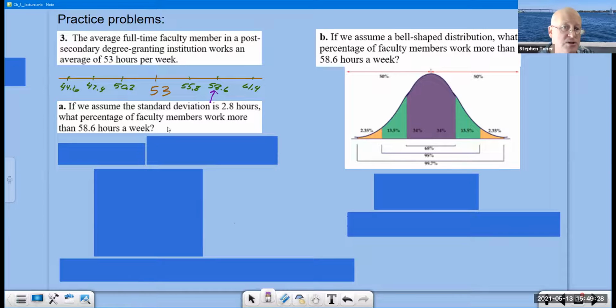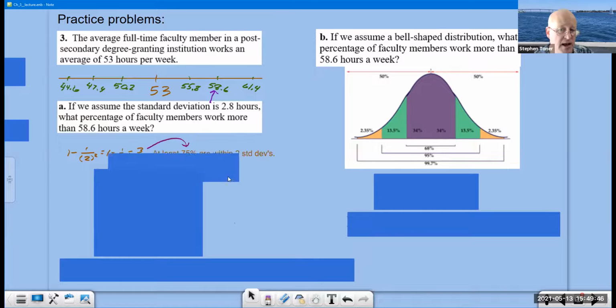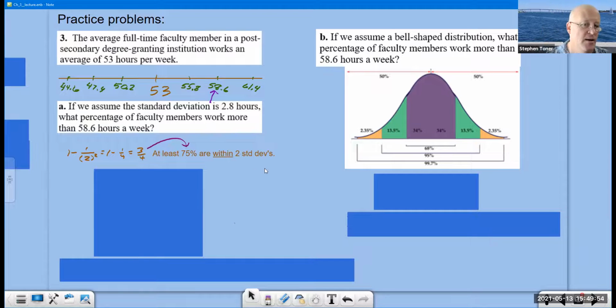And it's 2 standard deviations to the right. That's the first thing that catches my attention. That's probably what I have listed here. Well, I went straight to the calculation. I noticed it was 2 standard deviations. I went 1 minus 1 over 2 squared, got my 3/4, and we know that that means at least 75% are going to be within 2 standard deviations.